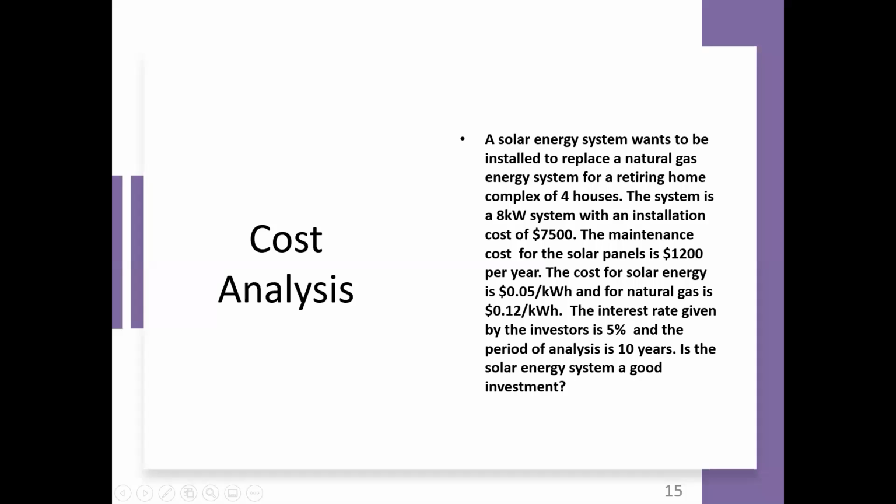This is the problem statement for the system we're trying to go with, the solar system. A solar energy system wants to be installed to replace the natural gas energy system for a retiring home complex of 4 houses. The system is 8 kilowatt hour total with an installation cost of $7,500. Maintenance cost for the solar panels is around $1,200 per year. The cost for solar energy is around 5 cents per kilowatt hour, and for natural gas it is around 12 cents per kilowatt hour.